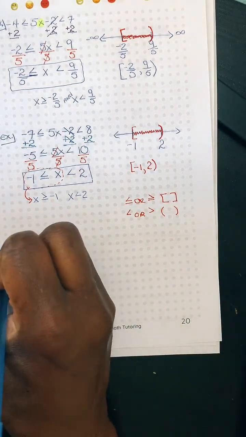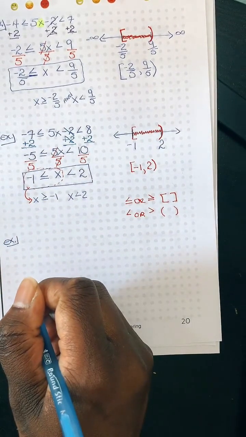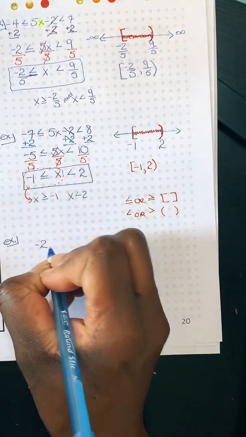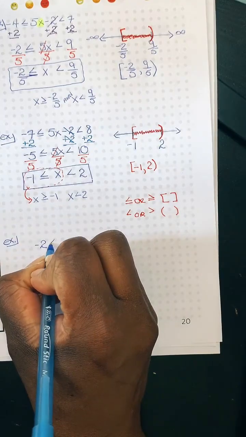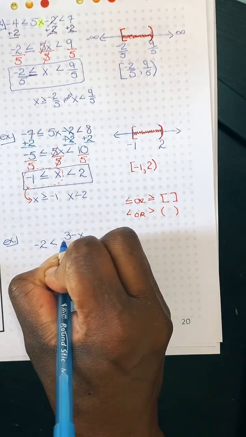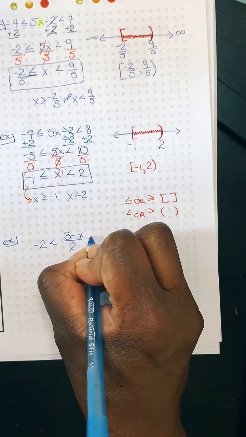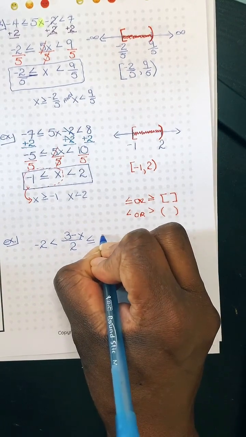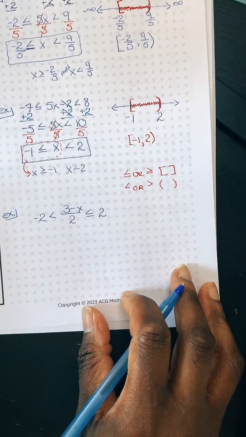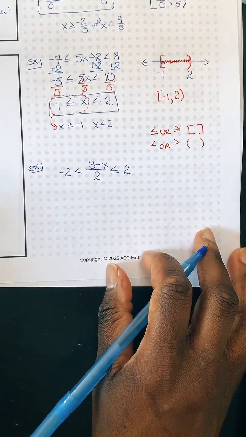All right. Next example, as promised. So we have -2 is less than 3 minus x over 2, less than or equal to 2. Let's see if I can raise that up a bit.